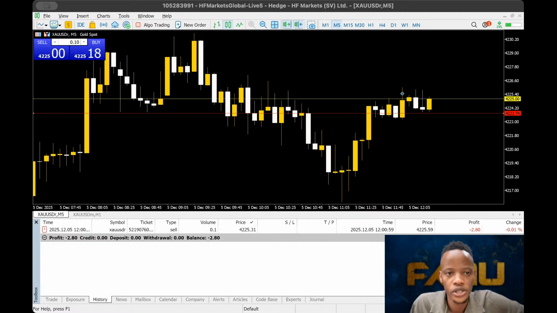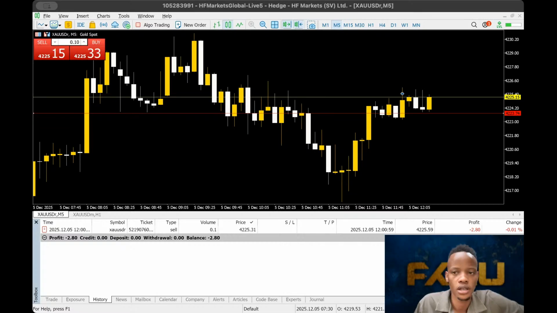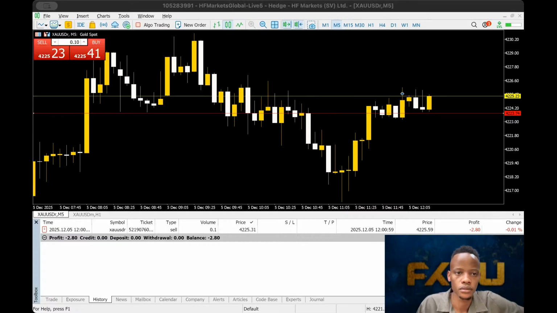Gold still ranging. So maybe it's ranging towards New York. Let's wait and see.